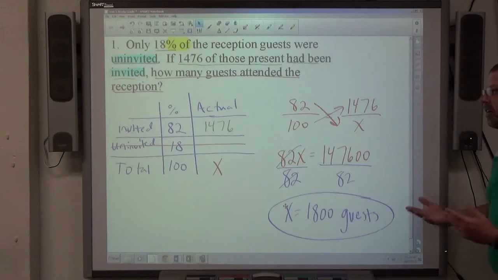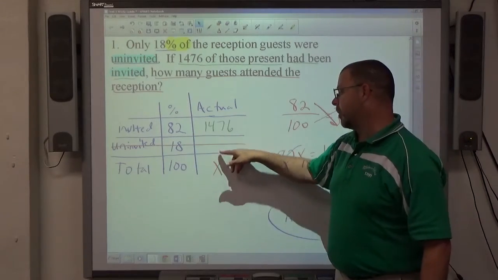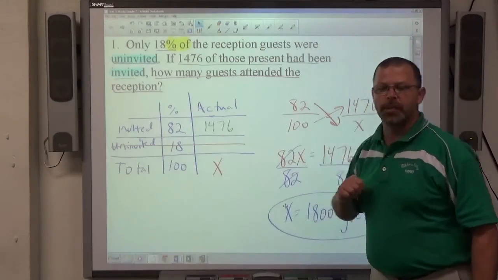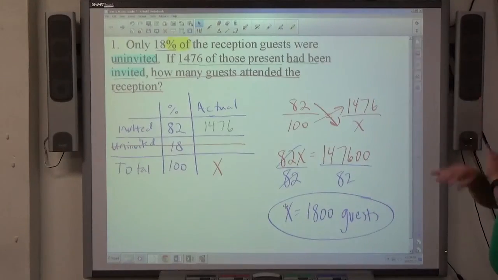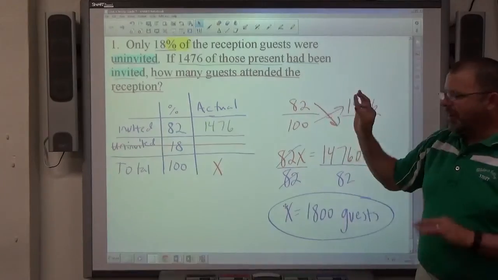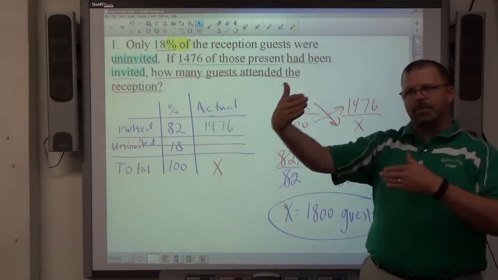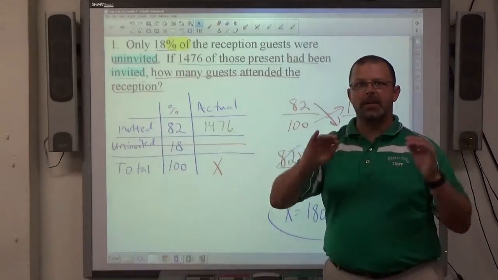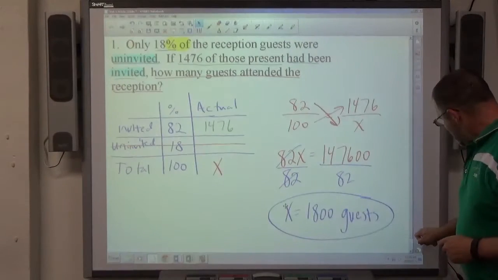If they had needed the uninvited, we could just subtract 1,476 from that to get 324. Obviously, if they wanted the uninvited, we could put the x here instead of there and make a proportion of that. But again, just look at the problem, look at what it is. Percent of is always part whole. Identify what the parts are. Usually it's something and not that thing, so invited, not invited kind of thing.